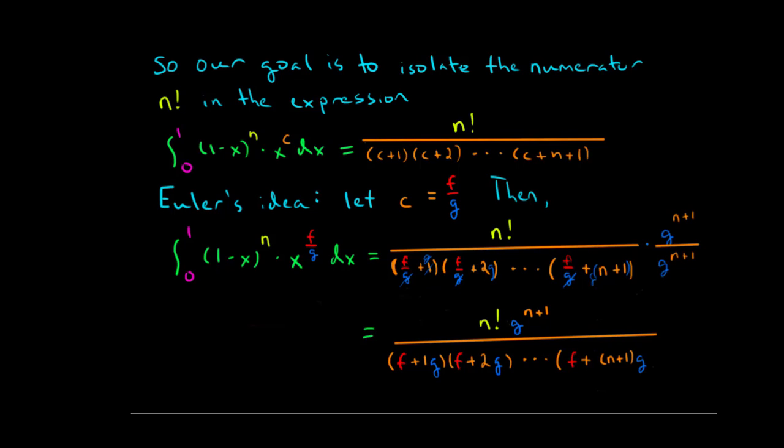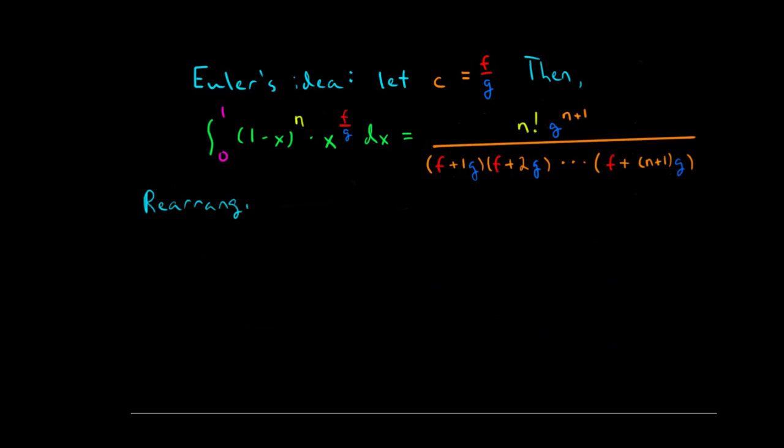Okay, so there we have it. Now we're going to make a couple slight rearrangements. I'm going to bring a couple things to the left-hand side of the equation. First, I'm going to multiply both sides of the equation by f plus (n plus 1)g. I'm just bringing that last term in the denominator over to the left-hand side. And I'm going to divide both sides by g to the n plus 1. I'm taking that out of the numerator on the right-hand side and putting it over on the left-hand side.